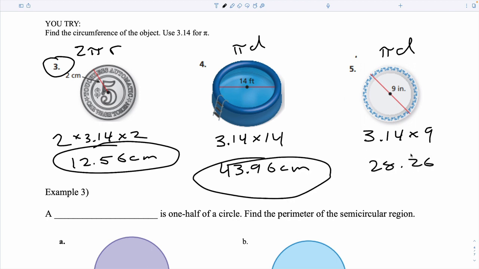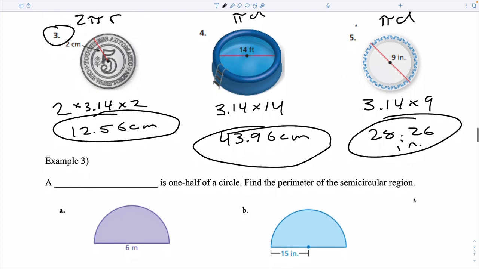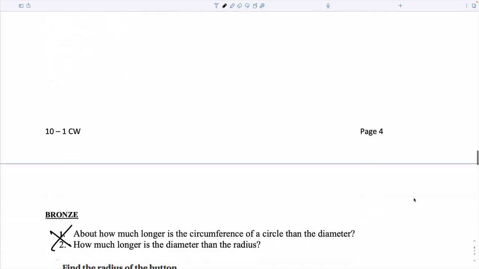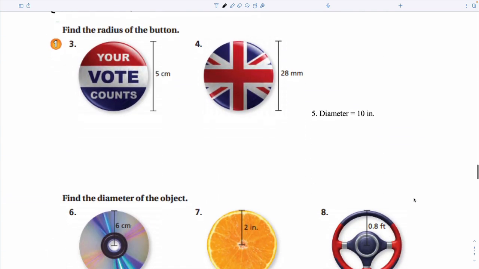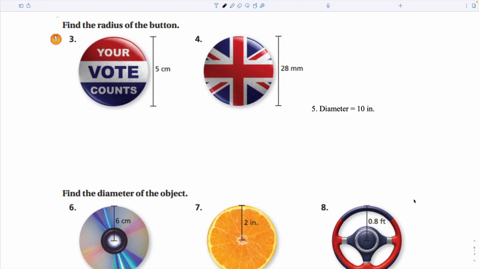Good. We're going to skip example 3 for today. Go to bronze. Cross out 1 and 2 of bronze and start on 3. The first 2 sections are just asking you to find radius and then find diameter.